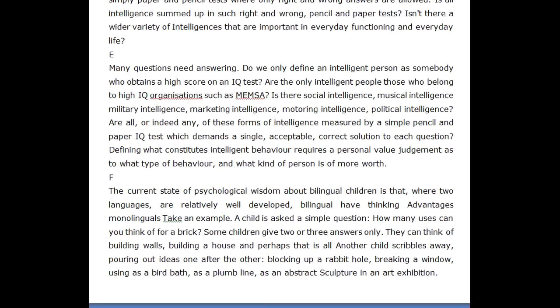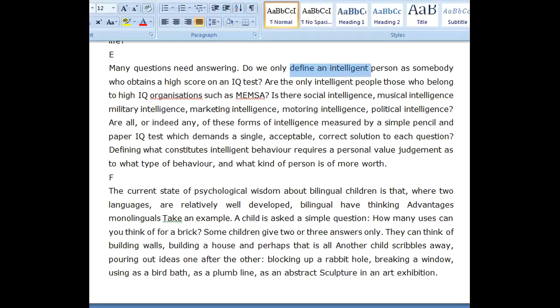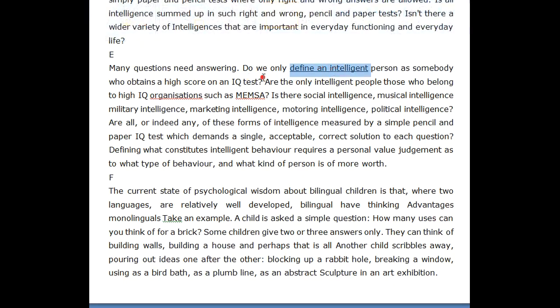What is E saying? Many questions need answering. Do we only define an intelligence? So they're talking about defining intelligence. If they're saying there is no single definition of intelligence, then that's the answer. Is a person intelligent only if they obtain a high score on an IQ test? Are the only intelligent people those who belong to high IQ organizations such as Mensa? Is there social intelligence, musical intelligence? Yes, so that is the answer.